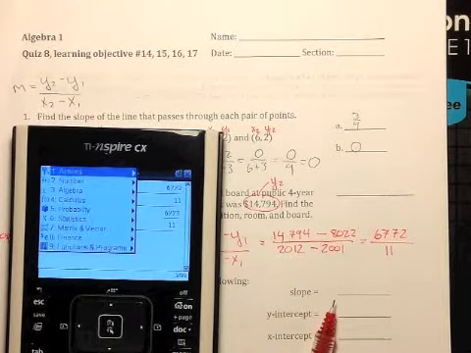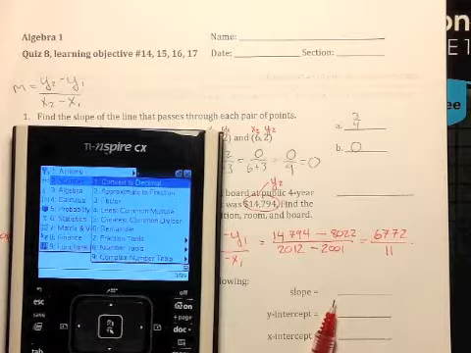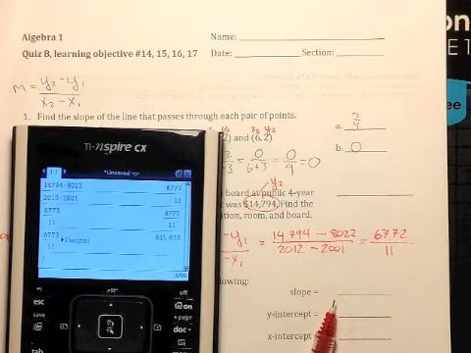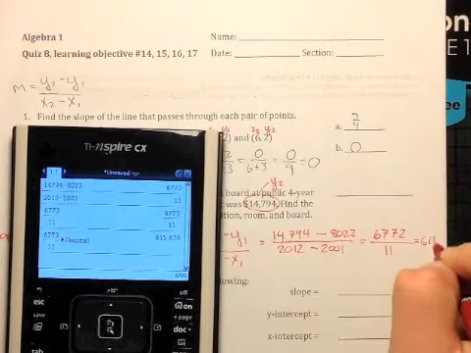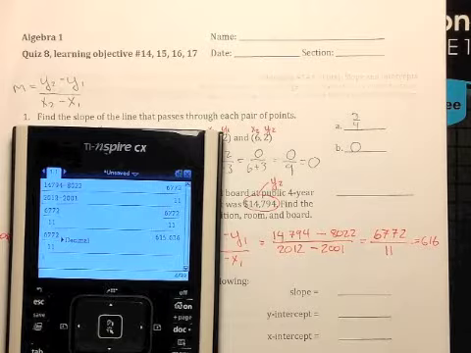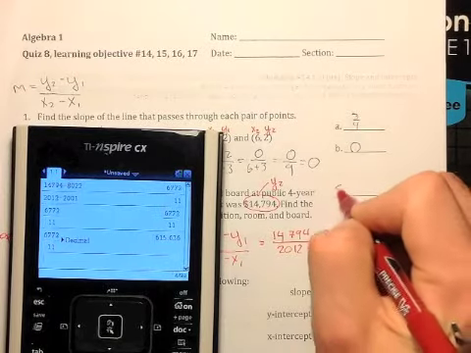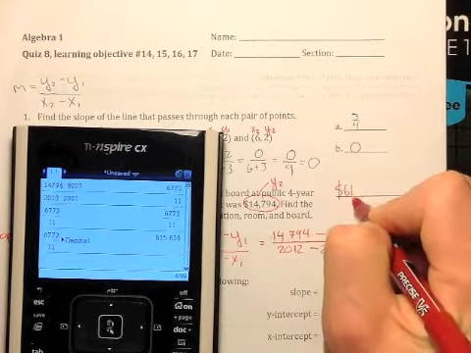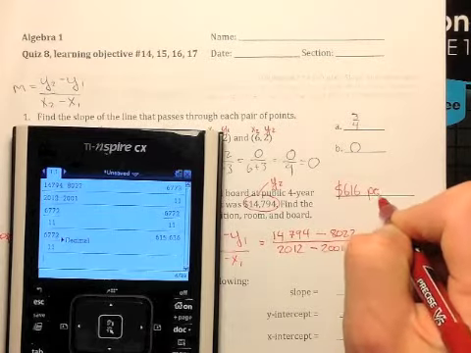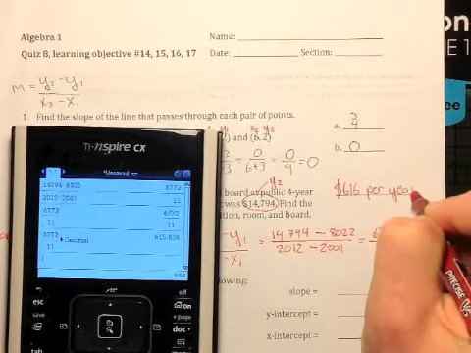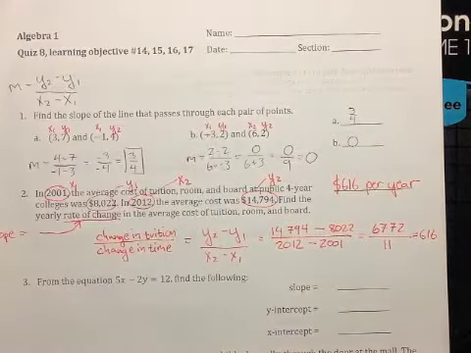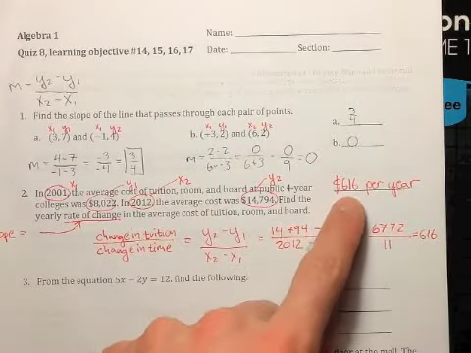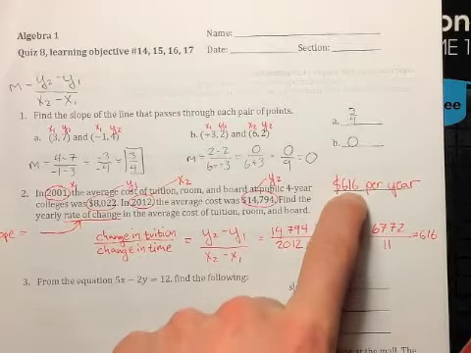Now I'm going to go to menu, number, convert to decimal. About 616. Okay, so in the context of this problem, this means that the yearly rate of change is about $616 per year. Okay, that is the yearly rate of change. So each year, your tuition, room, and board is expected to go up by about $616.